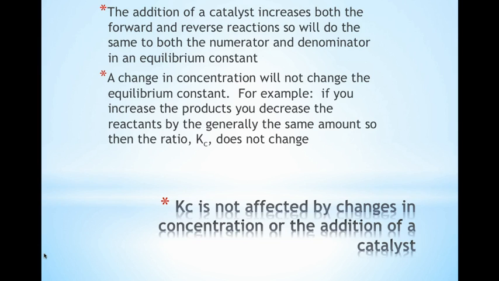After looking at those two flowcharts or tables, you should be able to identify that the addition of a catalyst increases both the forward and reverse reactions. So the equilibrium constant will remain the same because the numerator and denominator ratio will remain the same. A change in concentration will not change the equilibrium constant either. For example, if you increase the products, you decrease the reactants by generally the same amount. So again, that ratio, the equilibrium constant, does not change.